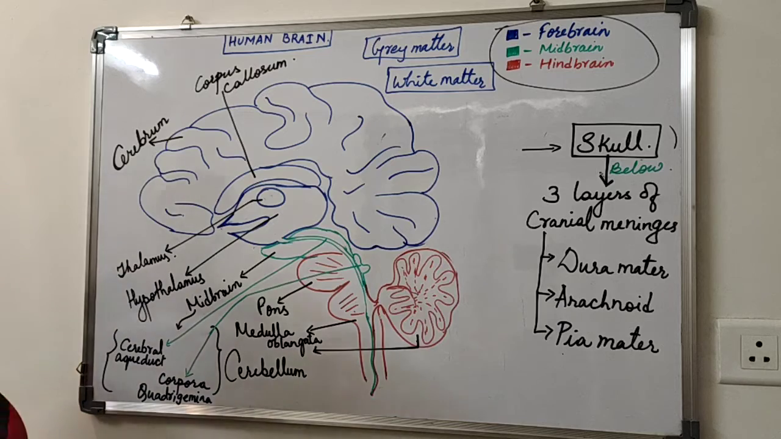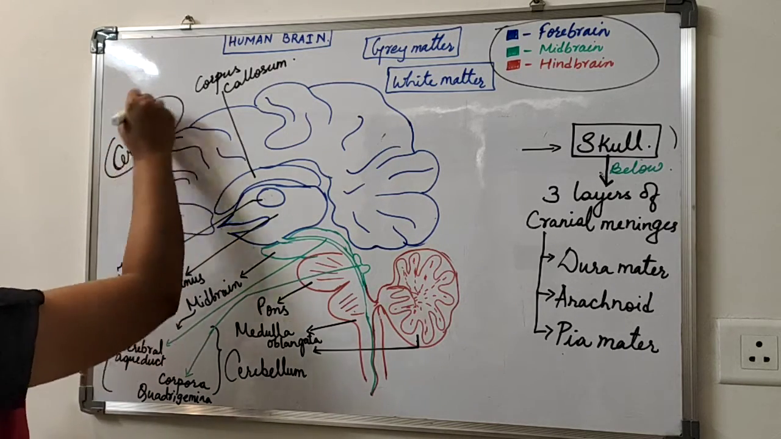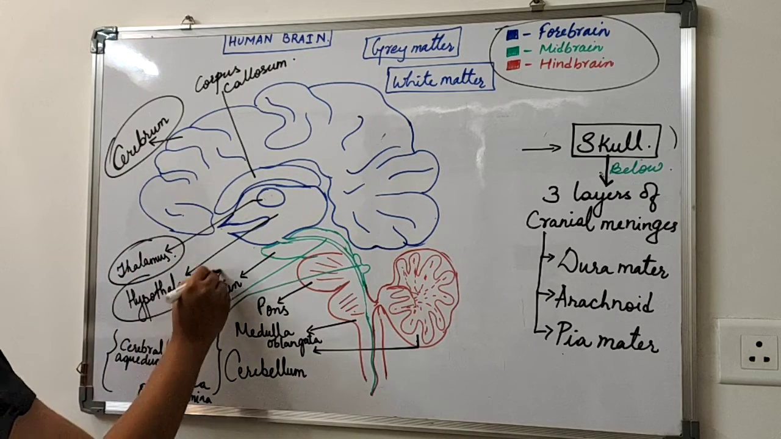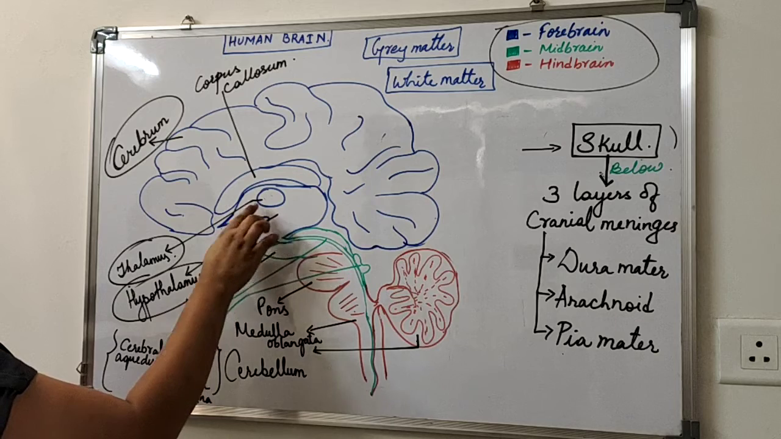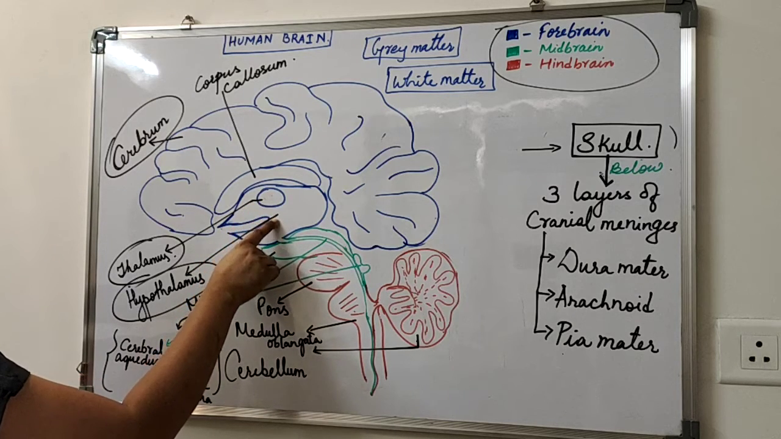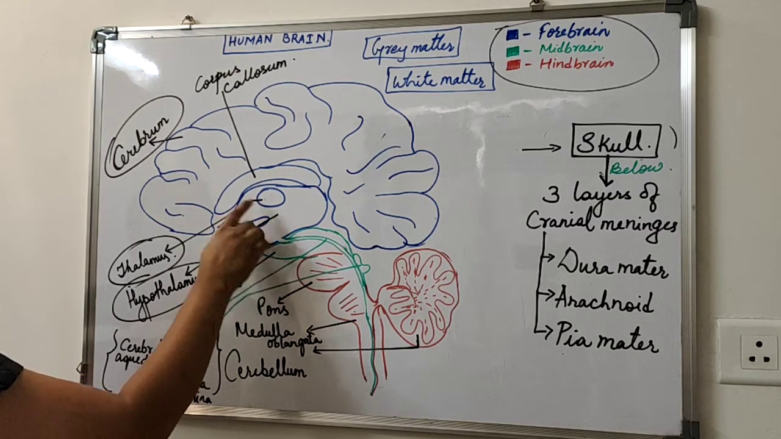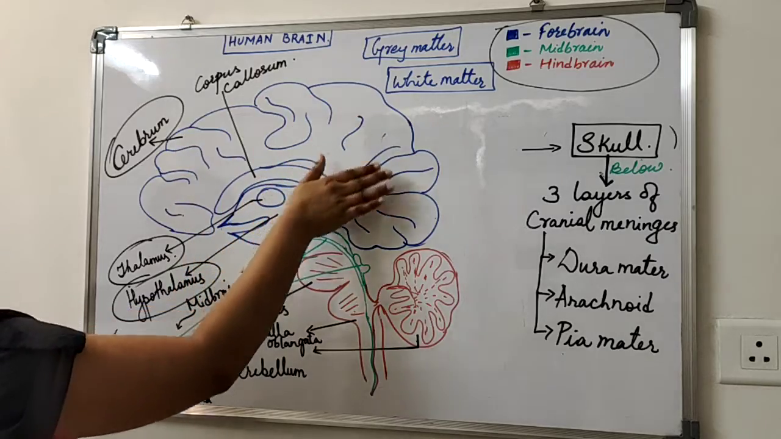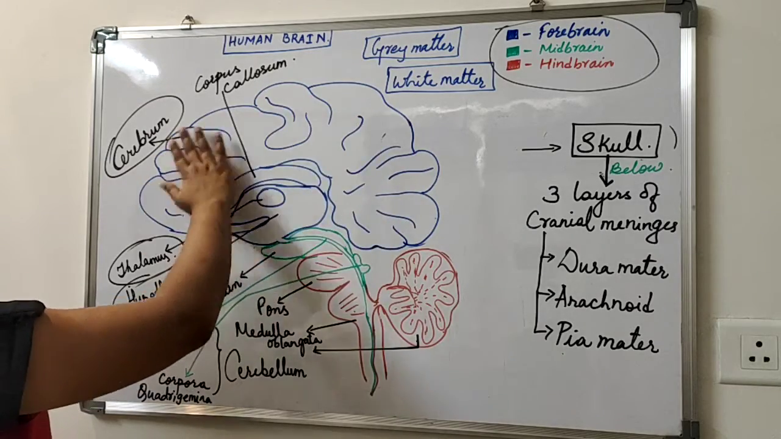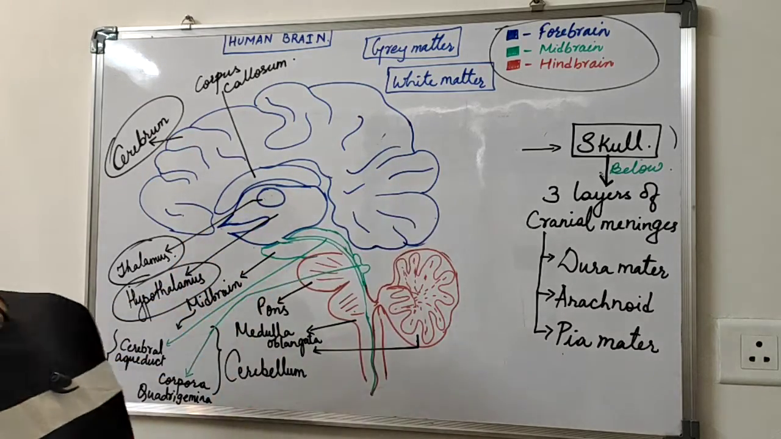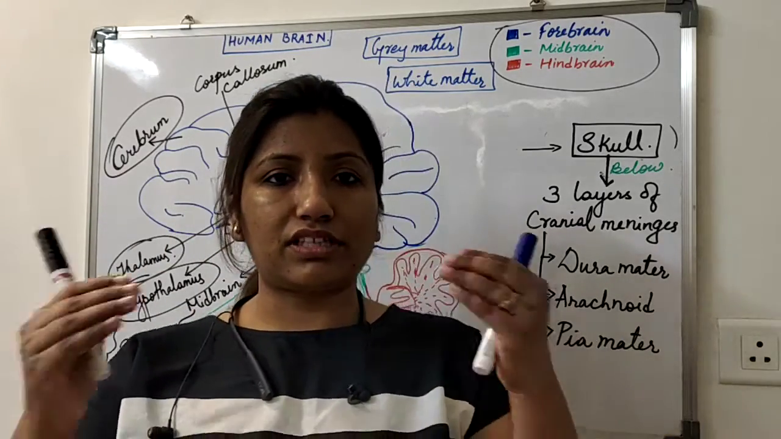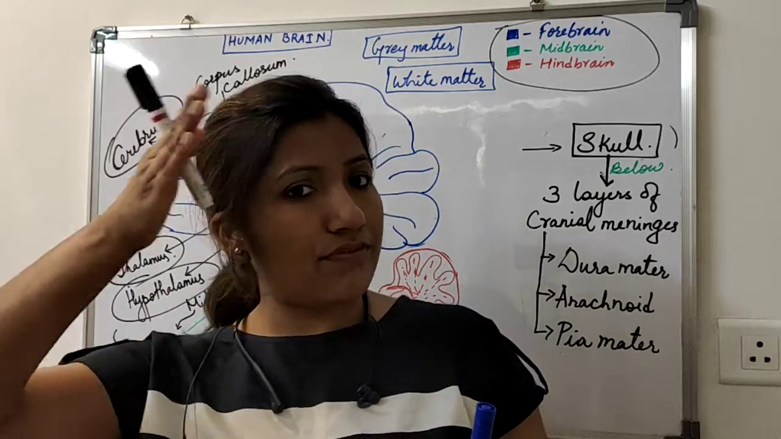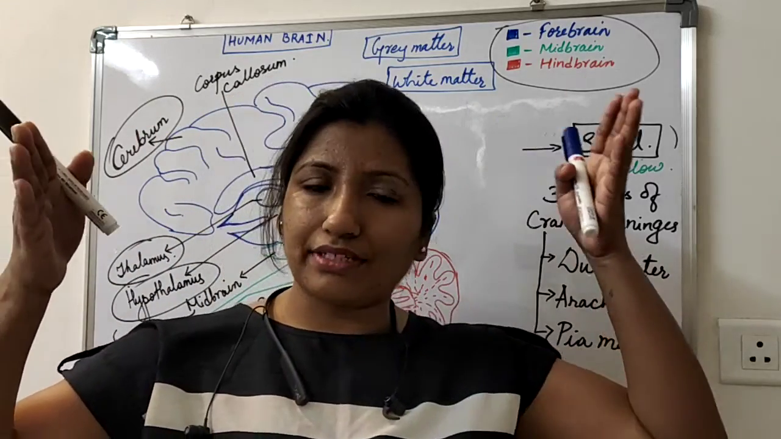So the forebrain is composed of 3 parts: cerebrum, thalamus, and hypothalamus. This blue color part where I have labeled it, this part is the thalamus, this part right below the thalamus is the hypothalamus, and this entire part is the cerebrum. And our cerebrum is divided into 2 parts, left hemisphere and right hemisphere.